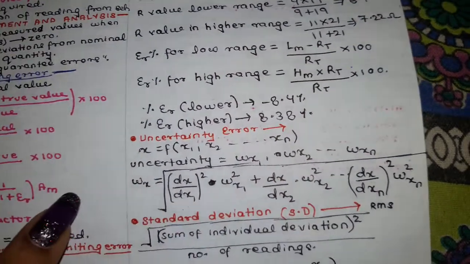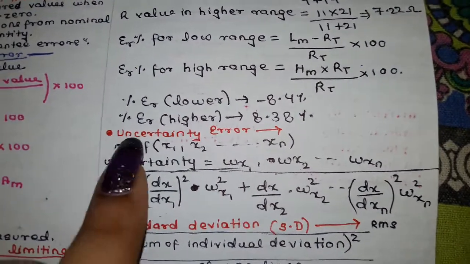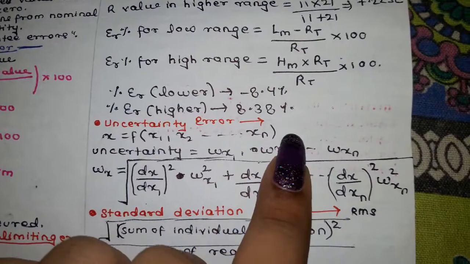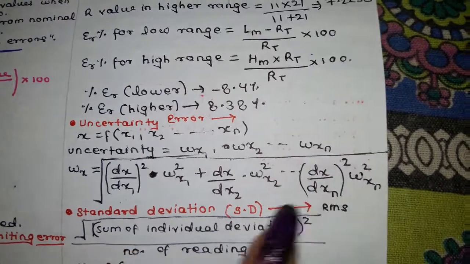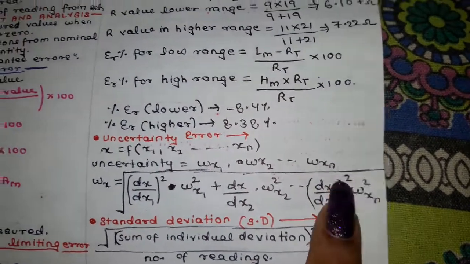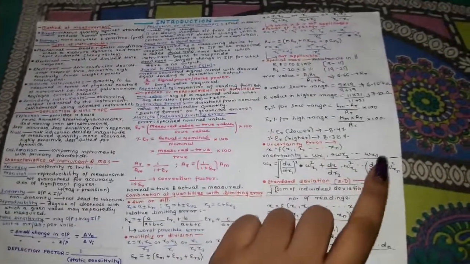Then we have uncertainty error. Suppose this is your signal, then uncertainty is given by this. Here you have this particular formula. So this is all for part 1 till here. This is your part 1.